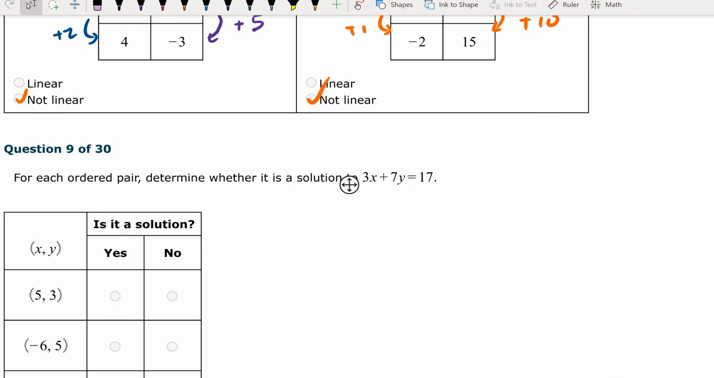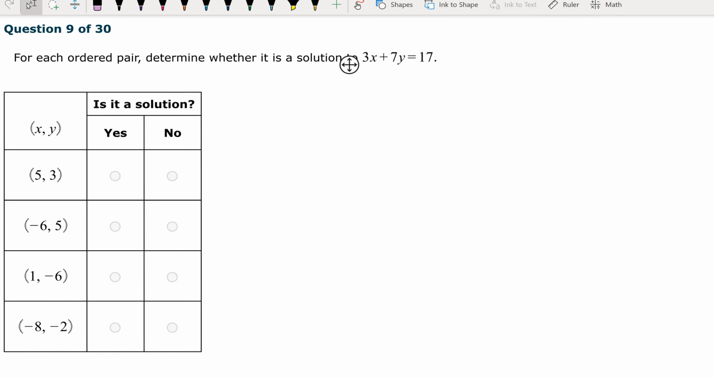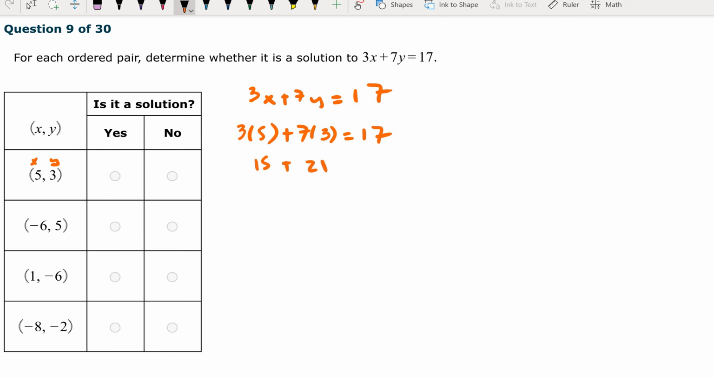Alright, number 9. For each ordered pair, determine if it is a solution of 3x plus 7y equal to 17. So yes or no. So all we have to do is plug in x and y into the equation. 3x plus 7y equal to 17. So first point, x is 5. 3 times 5 plus 7 times 3 equal to 17. Okay, so 3 times 5 is 15 plus 21 equal to 17. It's way bigger than 17. Okay, we see this is 36.